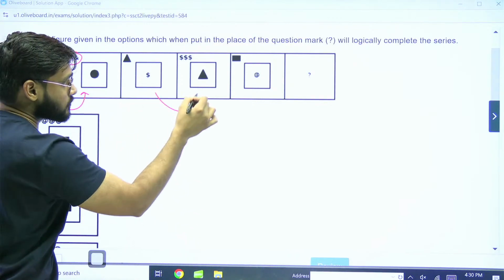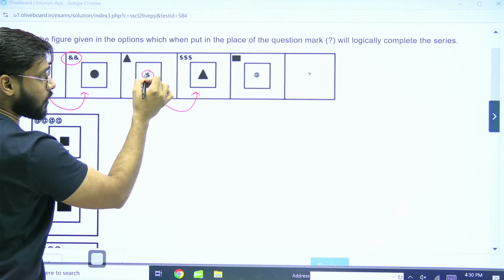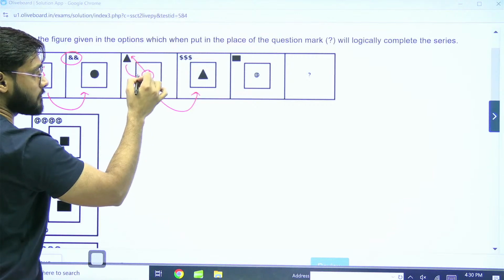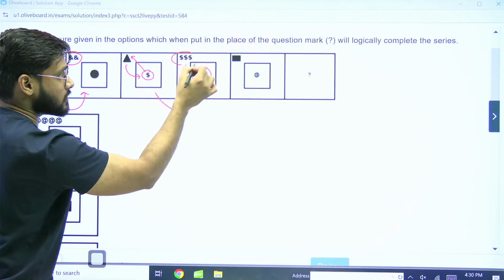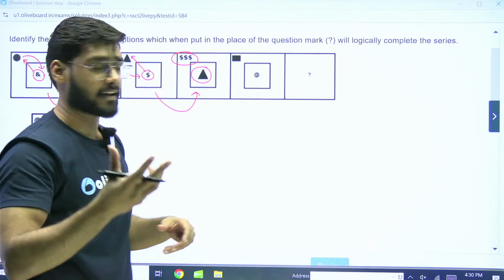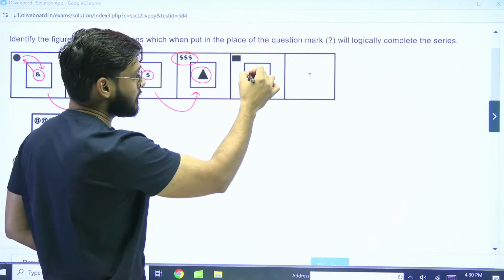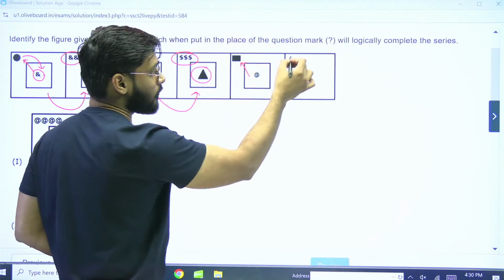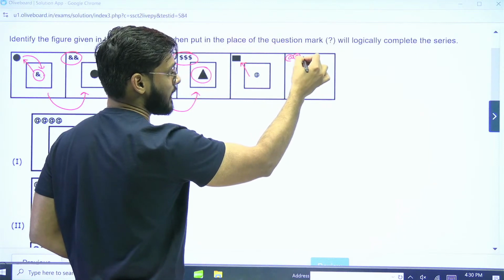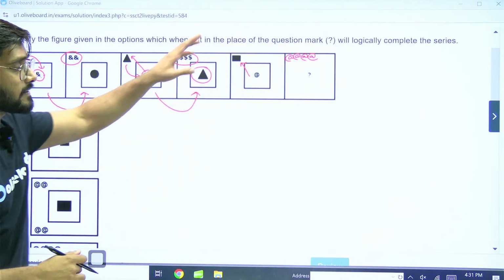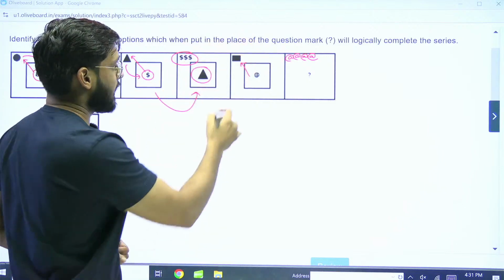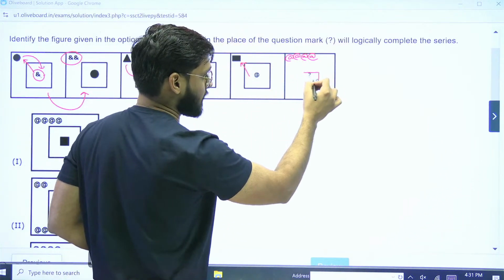Similarly, in these two figures, when this dollar comes outside and this triangle comes inside, the triangle will remain single, but this dollar will turn into thrice. Similarly, if I am converting this over here, 4 dollars should come. 4 times the dollar should come, because first double happened, then thrice, then now 4 should happen, and this rectangle should be in the middle.